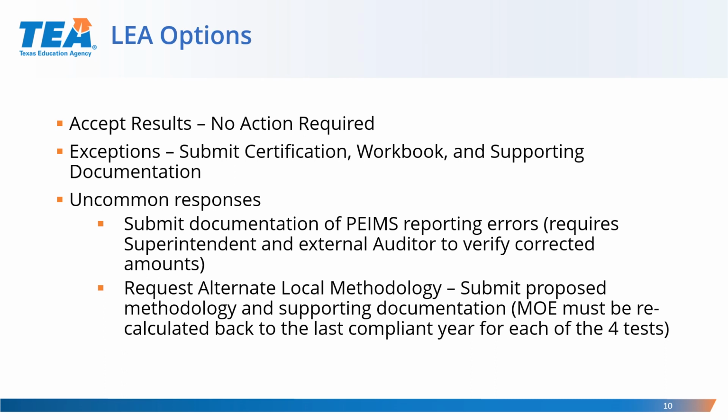Once preliminary reports are released, an LEA has 3 options. The first option, you can accept the results and no action will be required from the LEA. Your second option is you can submit exceptions to bring your LEA into compliance. These exceptions must be submitted within 10 business days of the release of the preliminary reports. And a few uncommon responses are submitting a PEMS error if you feel your LEA has reported data incorrectly, or requesting an alternate methodology. We don't see these last 2 options very often.